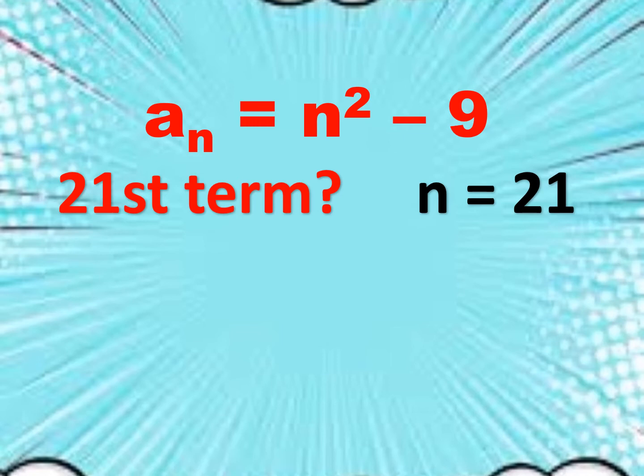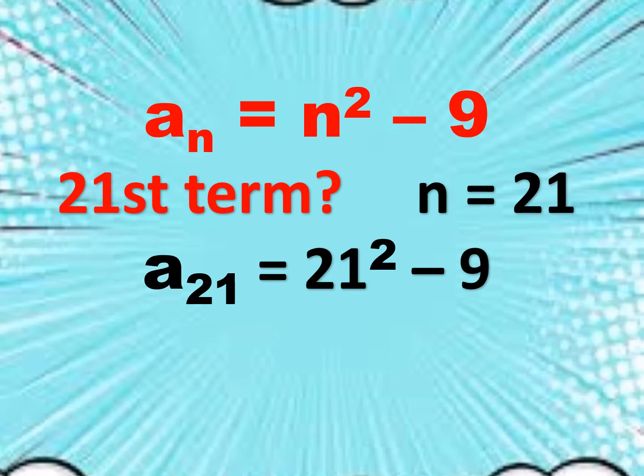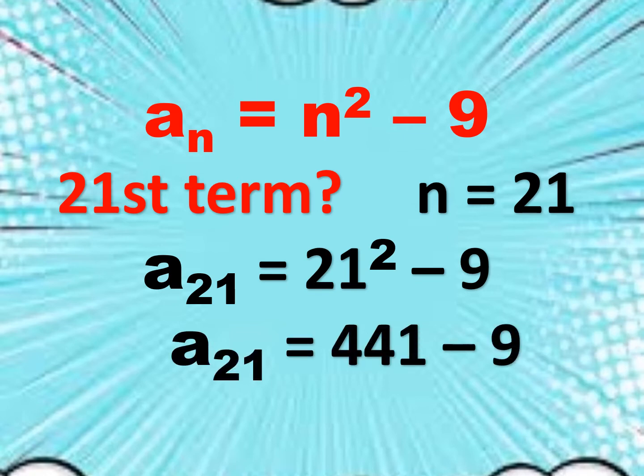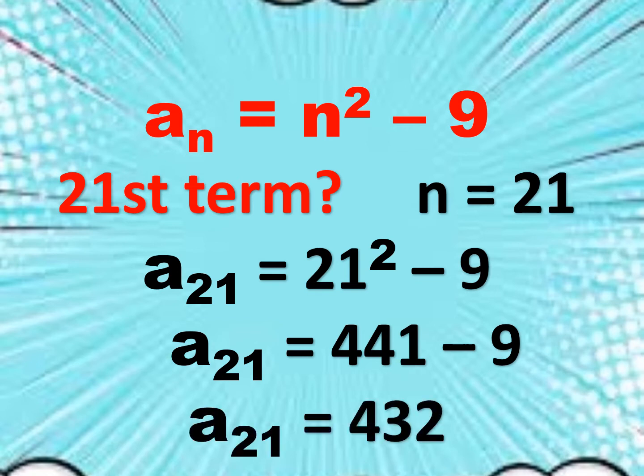Now, this time we're looking for the 21st term, and our general term is a sub n is equal to n squared minus 9. So n is equal to 21. A sub 21 is equal to 21 squared minus 9. Just substitute the value of n by 21. Then simplify. A sub 21 is equal to 441 minus 9. A sub 21 is equal to 432.